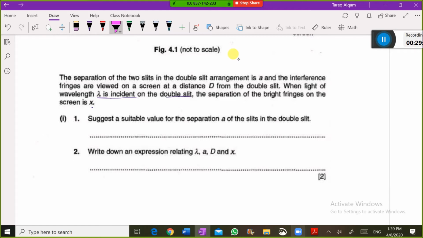Guys, this suitable value we have to memorize as it is. It ranges from 0.3 to about 3 mm. This is the range of the slit separation, the suitable value. It is a kind of estimation we have to know. Write down an expression for lambda in terms of a, D and x. We said this is the formula. I may write it like this: lambda equals... D x over a, or a x over D? Sorry, right, lambda equals a x over D.